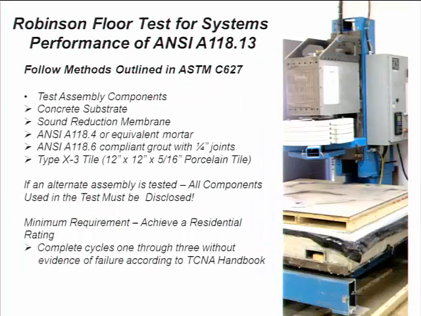Another part of the specification is the Robinson floor test. Now, the Robinson floor test is conducted with an assembly, in this case over concrete, with the sound reduction membrane. The mortar is specified as meeting A118.4 or a latex modified mortar, and the grout is meeting A118.6 with a 1/4 inch grout joint, and the type X tile is the porcelain tile that we talked about earlier. Now, when you do different tests, you can get different results. If you use an epoxy mortar for setting, or you use an epoxy grout, you're going to get better results on the Robinson test panel.